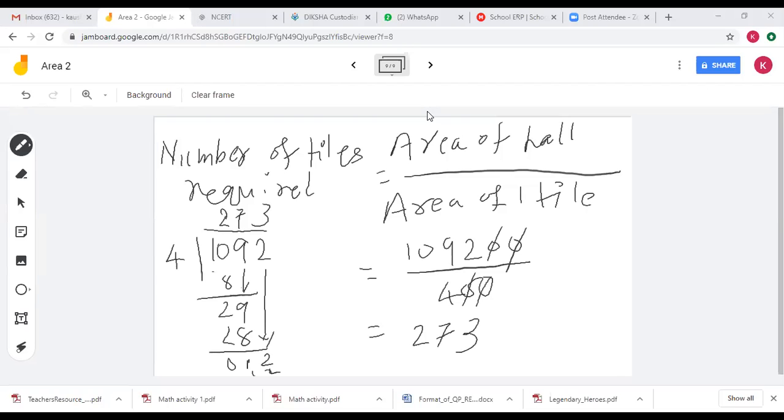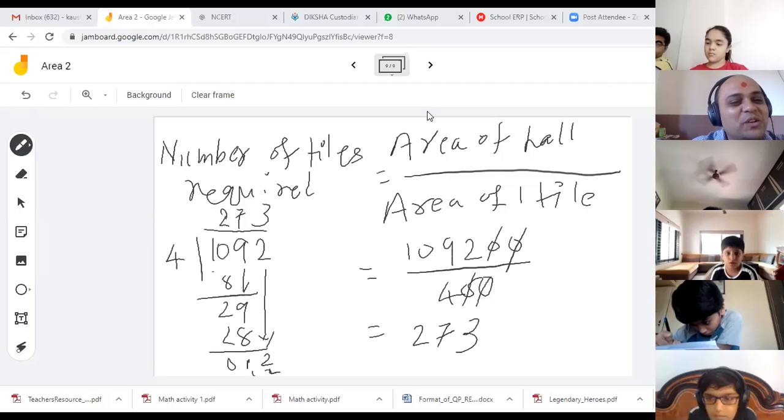What you have to do? First, find the area of the paper. Second step, find the area of the stamp. Third, number of stamps required is equal to area of the paper divided by area of one stamp, and you get your answer. So that example I'm going to give as homework. Question number 2 is homework from workbook worksheet number 69. All right, next example.